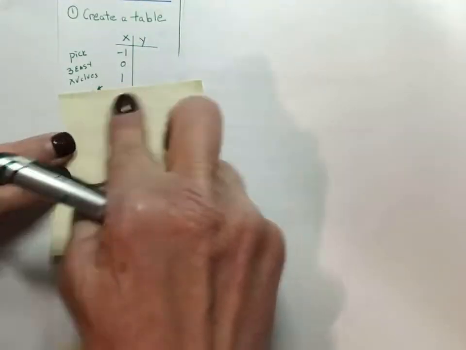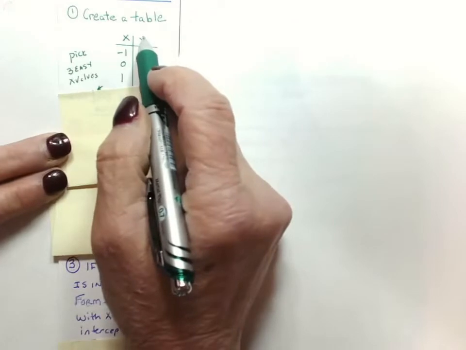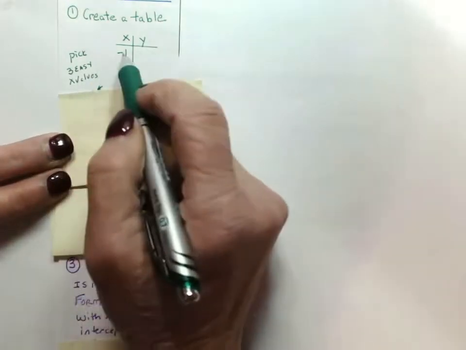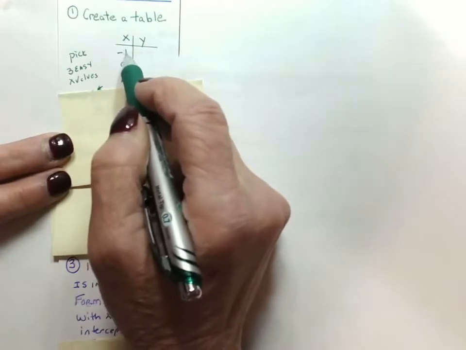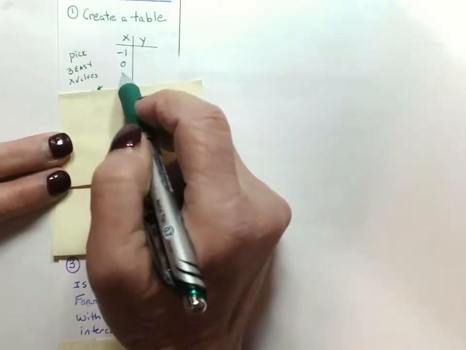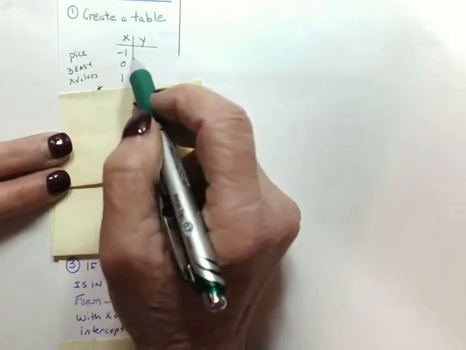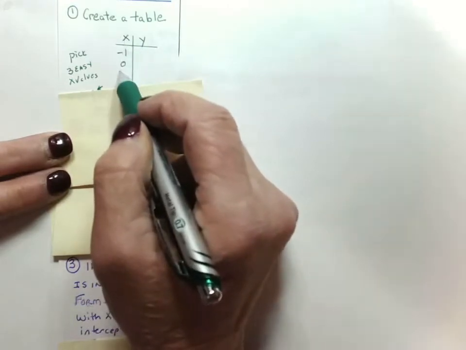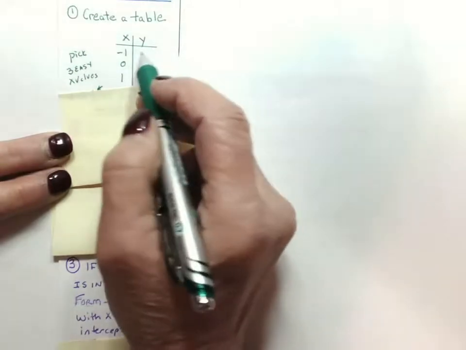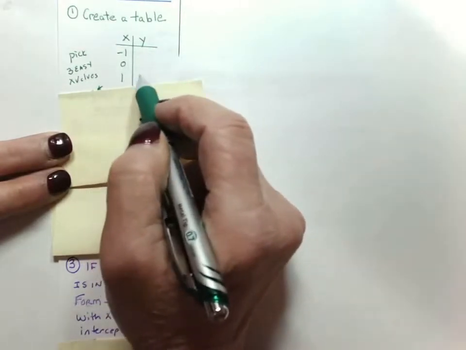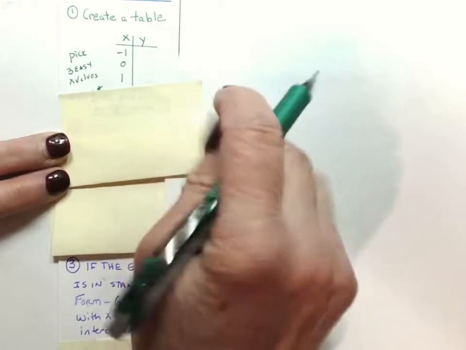So just as a review for tables, you create a table. Now you get to pick the x values. The easiest x values to pick are -1, 0, and 1. You plug in these x values into your equation, you get your y values, and those ordered pairs are the ones you plot on your graph.